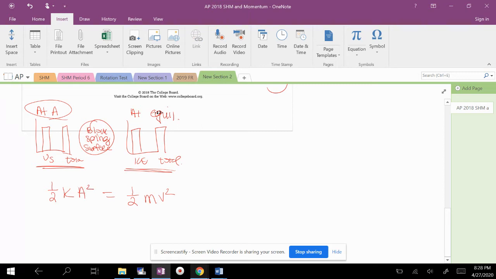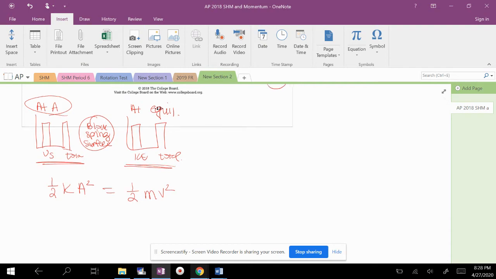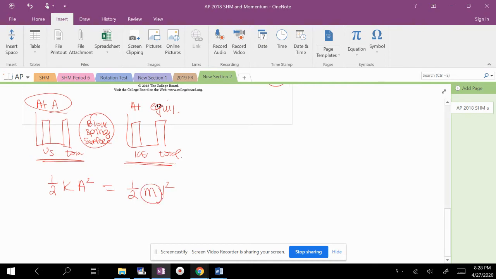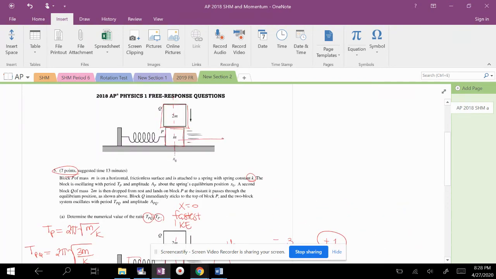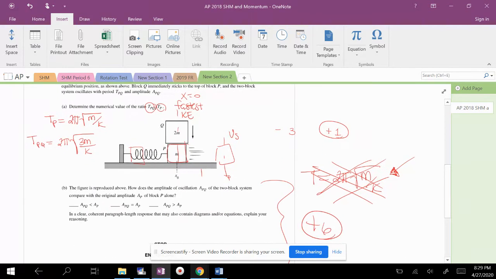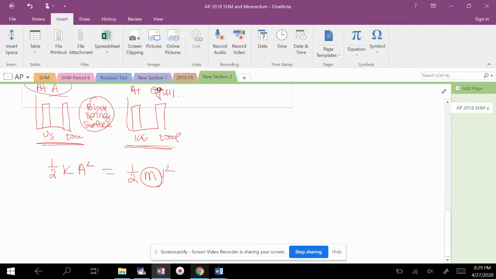Okay, so this is my original case, when my mass is just m. The amplitude that block P reaches on its own, I should actually call it A_P, for amplitude of block P. That amplitude I'm going to solve for right here. So I'm going to cancel out my 1/2, and I'm going to say, okay, A_P equals the square root of mv squared over k. I can simplify that, but I'm just going to leave it as is right now.